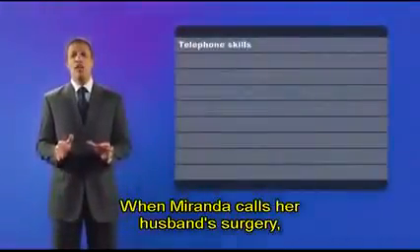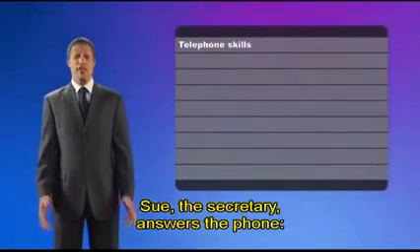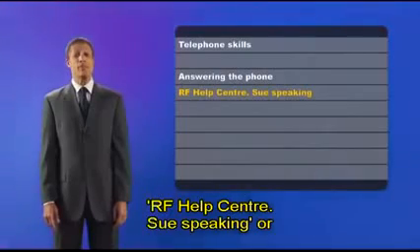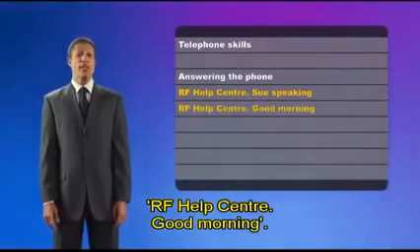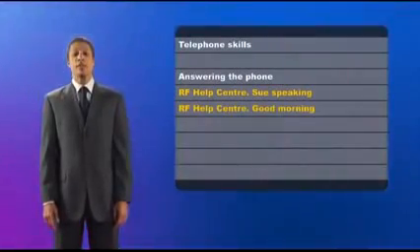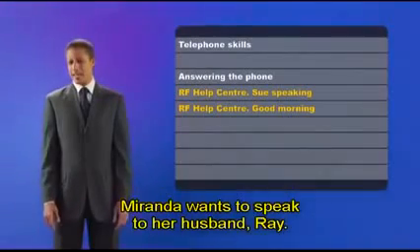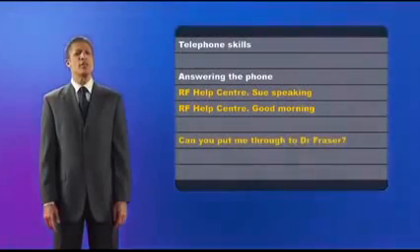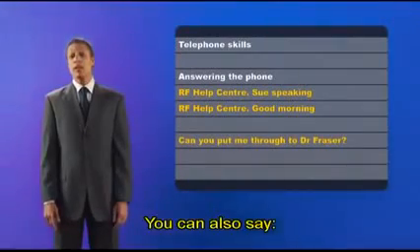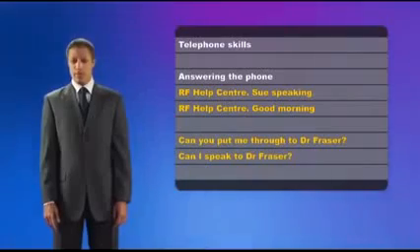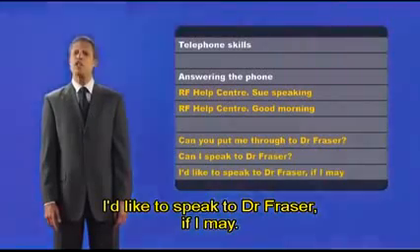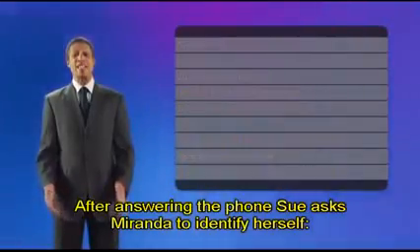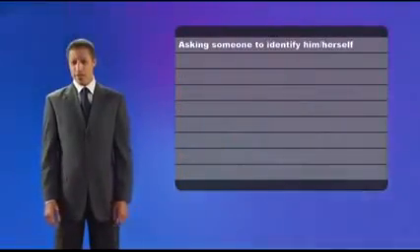When Miranda calls her husband's surgery, Sue, the secretary, answers the phone. RF Help Center, Sue speaking, or RF Help Center, good morning. Miranda wants to speak to her husband, Ray, so she says, can you put me through to Dr. Fraser? You can also say, can I speak to Dr. Fraser? I'd like to speak to Dr. Fraser if I may.